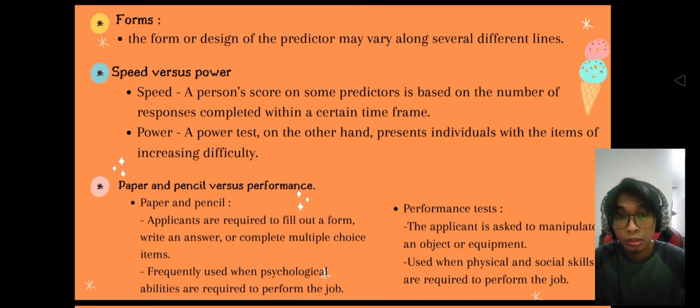And the next one is paper and pencil versus performance. Paper and pencil: applicants are required to fill out a form, write an answer, or complete multiple choice items. Frequently used when psychological abilities are required to perform the job. Performance test: the applicant is asked to manipulate an object or equipment. Used when physical and social skills are required to perform the job.